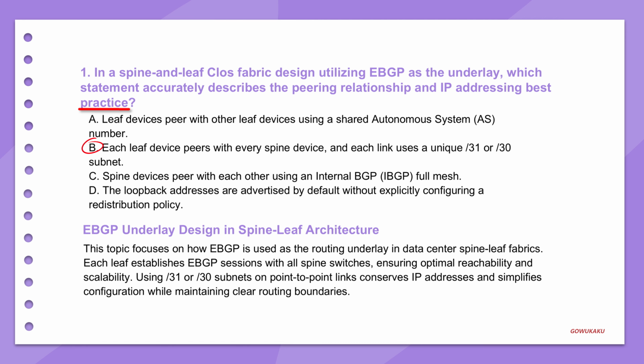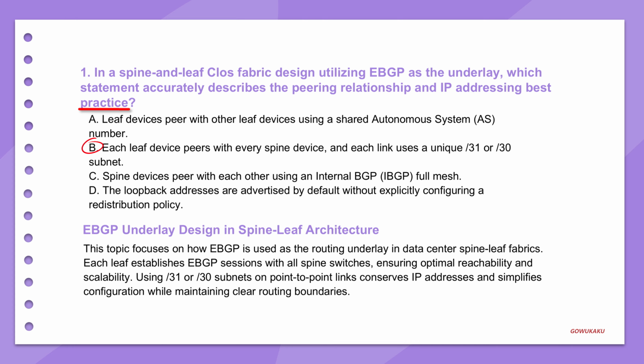That sounds like potentially a lot of links, though, and a lot of IP addresses just for those point-to-point connections. Is there a way to be more efficient with the addressing? Oh, absolutely. Efficiency in the underlay is crucial. The standard best practice here is using very small subnets for those links, typically unique /31s or sometimes /30s. The /31 trick. Just two IPs needed.